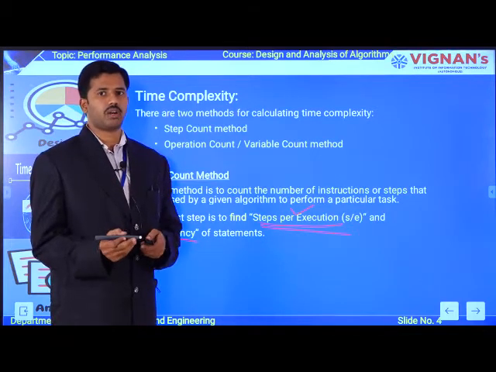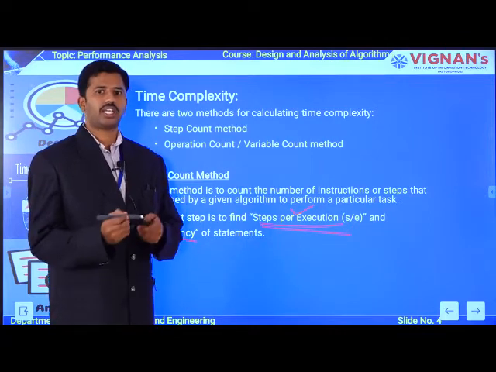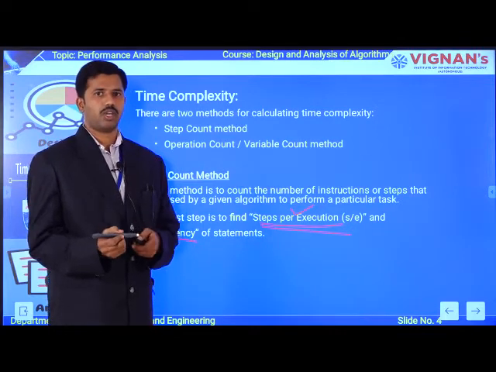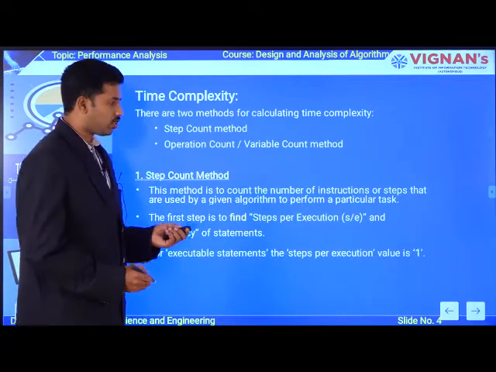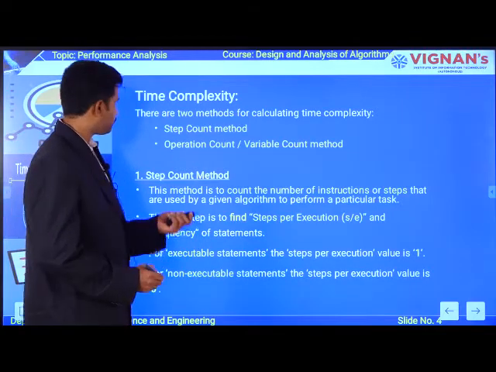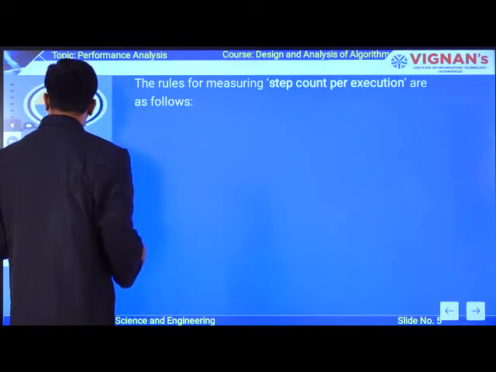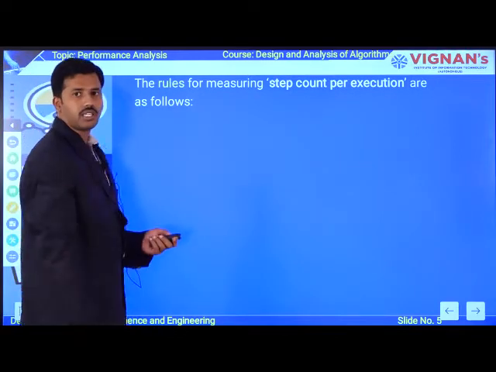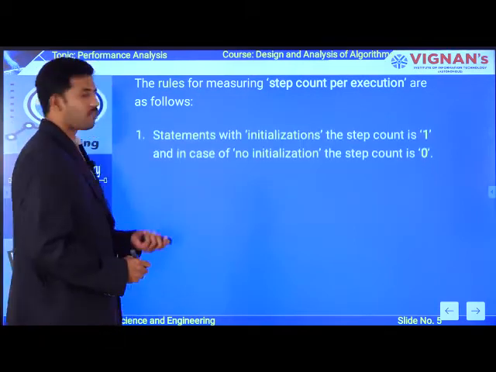Now you may get a doubt: how do we find out whether an instruction is executable or non-executable? For that, various rules are there, and we will see them now. For executable statements the value is 1, for non-executable statements the value is 0. Now we will see the rules. We try to observe what rules are required to measure the steps per execution in the step count method.